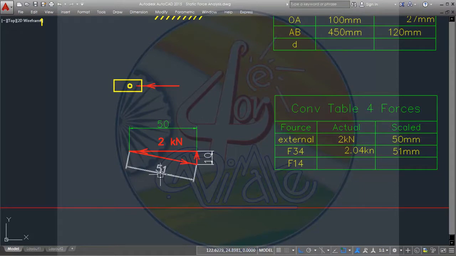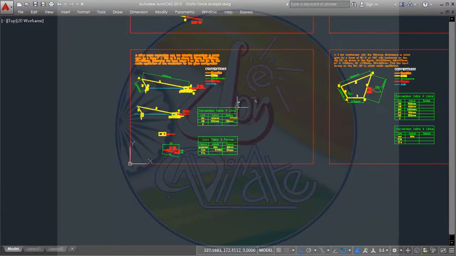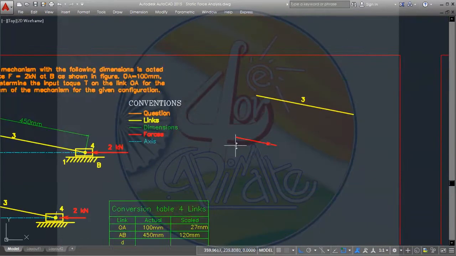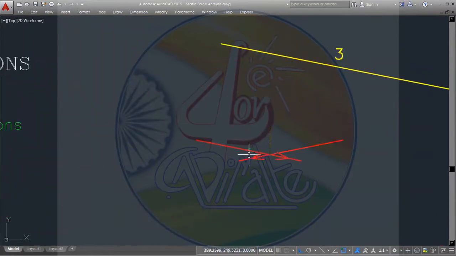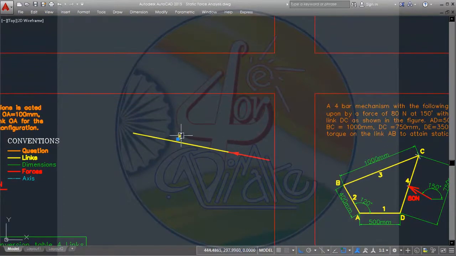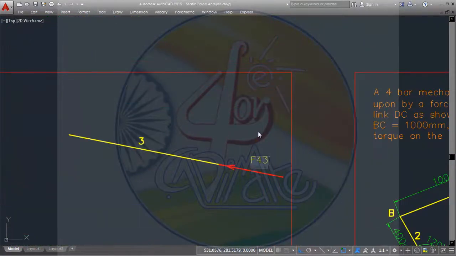Now this force we have to use. This force we have to use for which link? For this link. So on link 3, the same force will act, but in opposite direction. Correct? So we have to take a mirror of this, and this, where will it act? It will act here. Now this is the force. This is the force of which link? Force of link 4 on link 3.